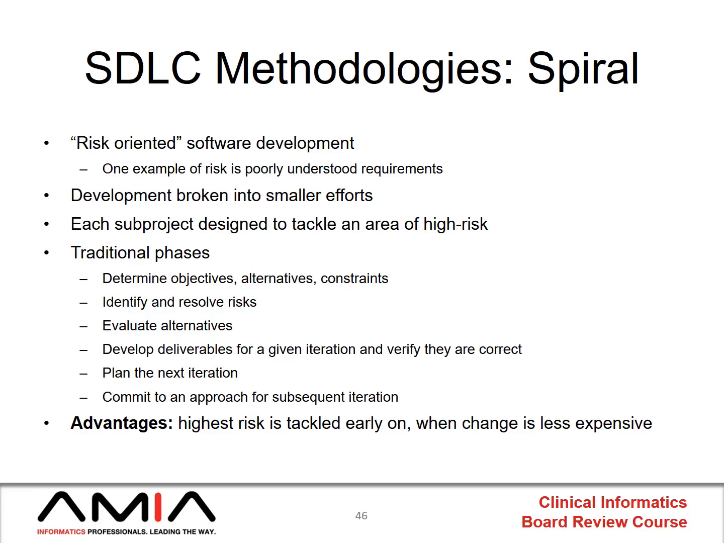We just have a broad understanding of what we want it to do. So in risk-oriented software development, or in the spiral methodology, you would break that development lifecycle into smaller efforts, and you would tackle each of these as sub-projects, each of which has their own little mini waterfall. You would hopefully organize those sub-projects according to the areas of highest risk first. And for each of these, again, you do the traditional phases of looking at your objectives, what your alternatives are, identifying and resolving the risks, develop the deliverables for a specific iteration, verify that they're correct, plan the next cycle, commit to a specific approach, and then go on to the next iteration.